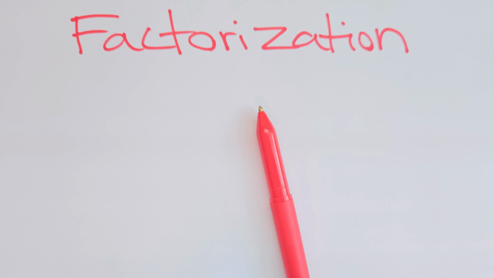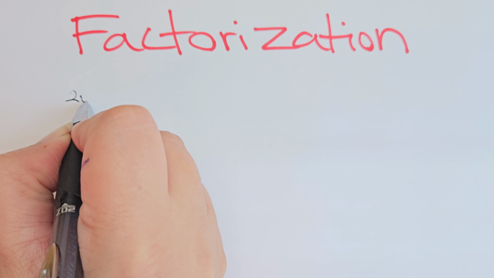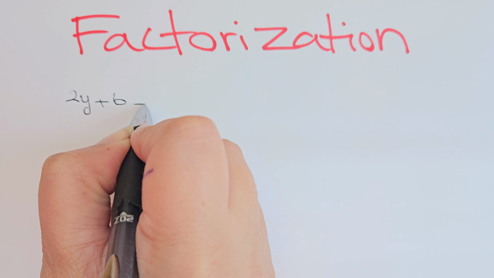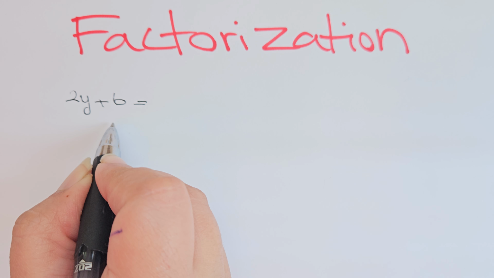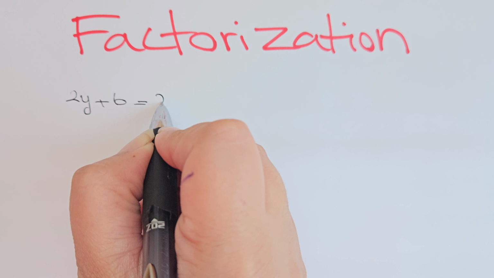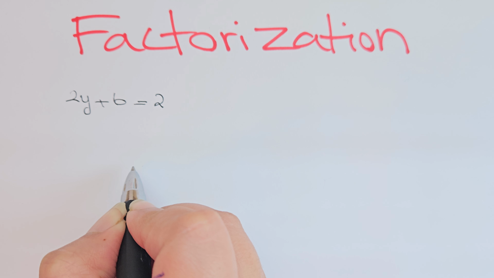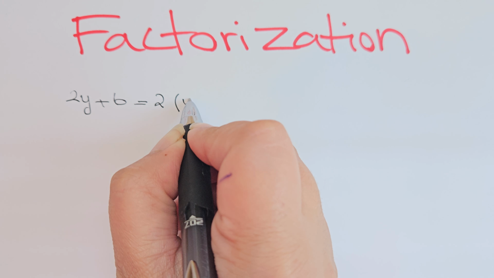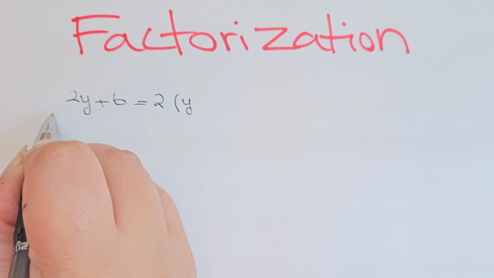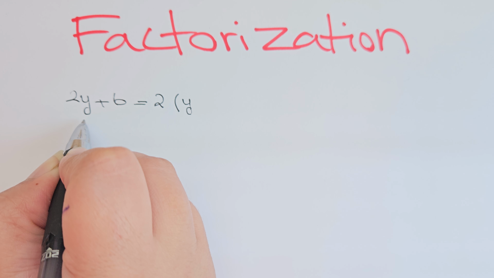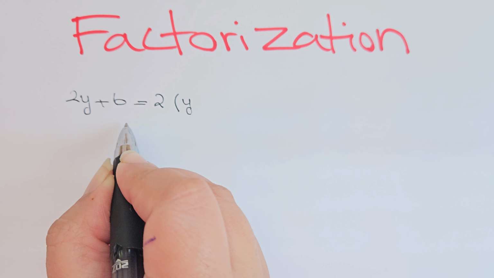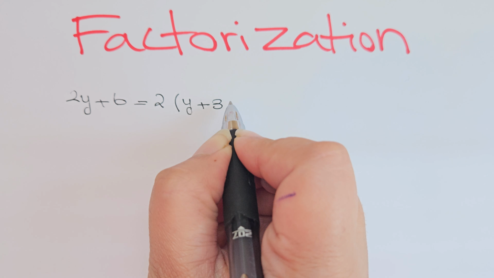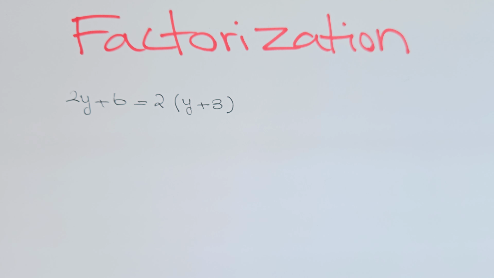So let me give you an example. Let's say we have 2y plus 6. Here, if you look closely, we could say that the 2 is a common factor, right? So I can pull it out. If I pull out the 2 from the first one, what is left? y. And from the second one, what is left? The number 3. This is a very simple example, okay?